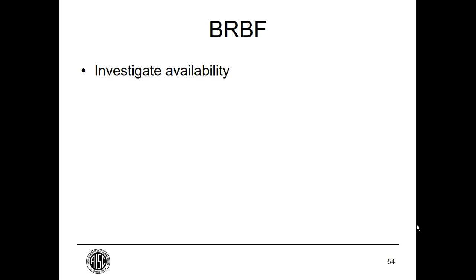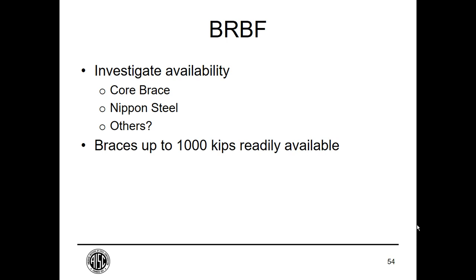Address that in session 3. For buckling restrained braces, we want to make sure that we specify braces that are available. Core Brace is a major manufacturer. Nippon Steel has also done many buildings in the US, and there may be others. Braces in the range of, say, 100 kips to 1,000 kips have been used extensively in low-rise and mid-rise projects, and they're readily available.